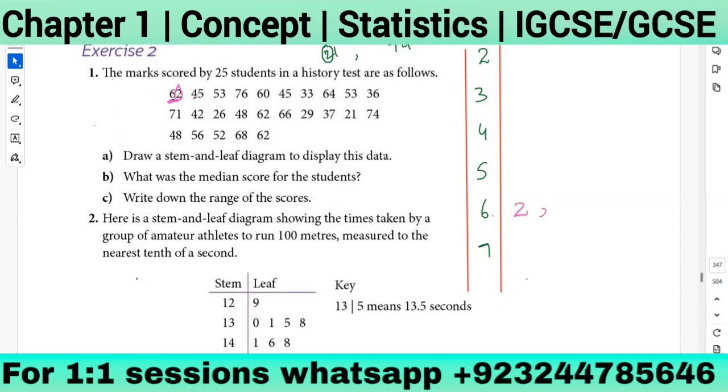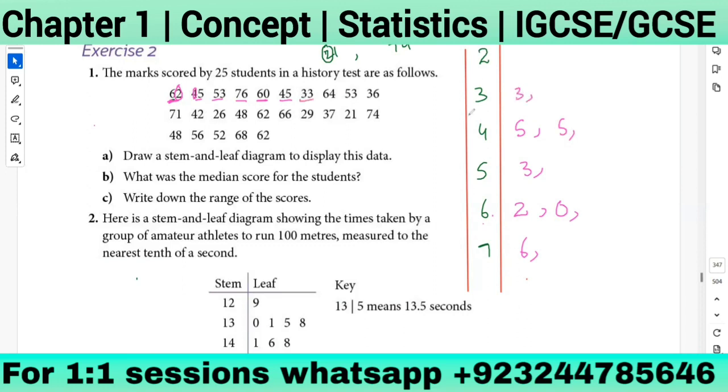Now 4 you have already written. What is the next to 4? 5. So you can write 5 over here. 5 is done. Then next is 3. 7 is done. Next is 6. You will write the second part of the number as a leaf. The first part of the number represents the stem and the second part represents the leaf. Now 60. 0. 6 was written. I write 0 here. 45.